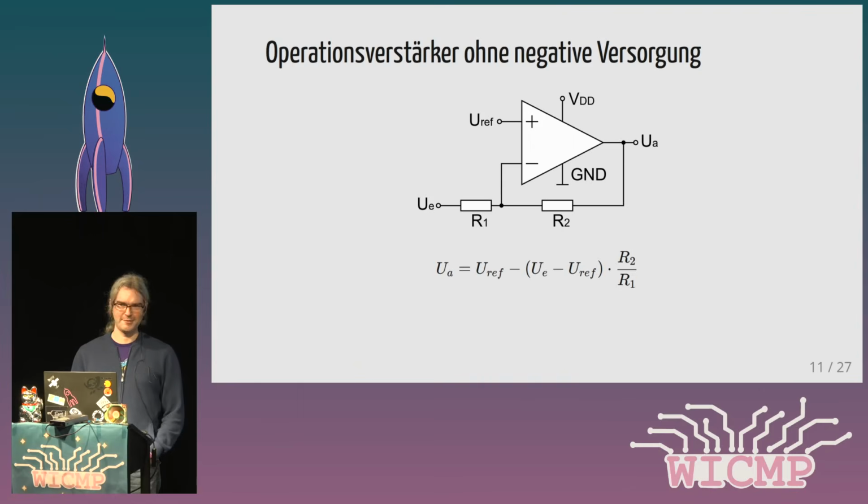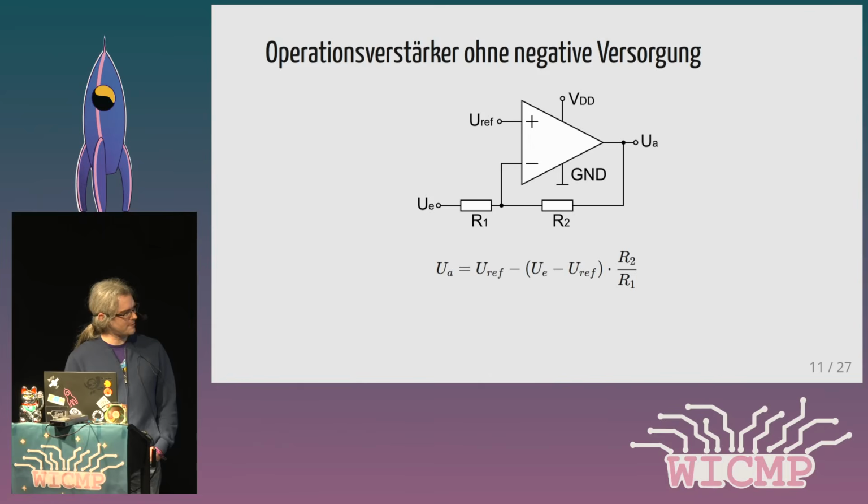Instead of connecting ground, we connect U ref to plus, and this is about half of VDD, so 2.5 volts. And what happens here is that if we connect 3.5 volts, for example, then we get 2.5 volts here, and let's say both resistors are equal, then we have a voltage drop of 1 volt here, depending on U ref.